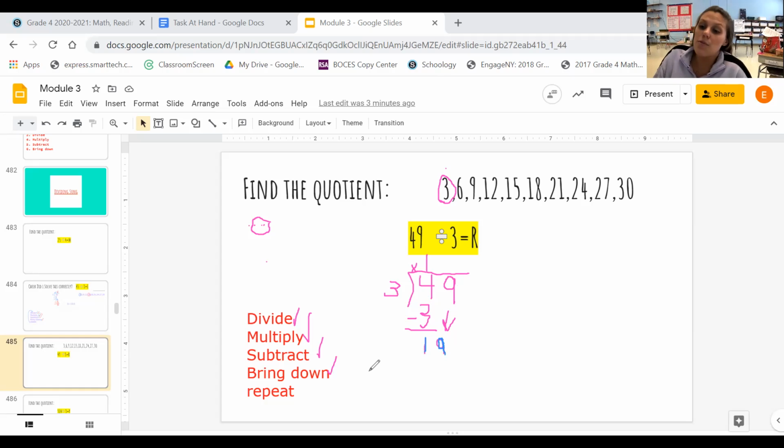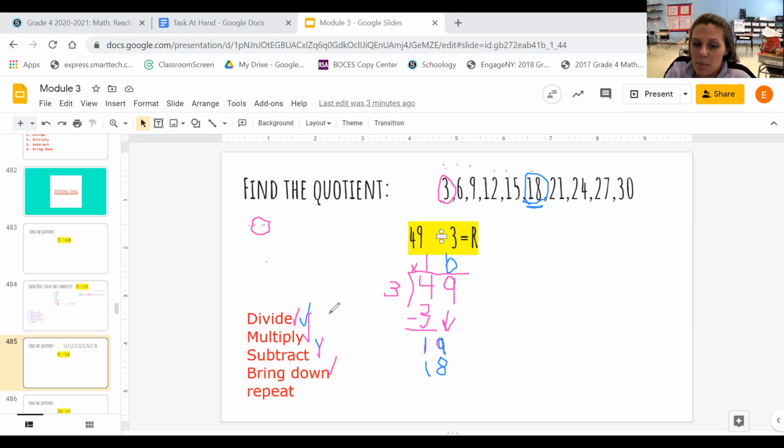So I want you to imagine we have 19 cookies. Can we take groups of 3 out of the number 19? So over here, we're looking for 19, or getting as close as we can without going over. So I see the closest I can get is 18, and it's groups of 3. 1, 2, 3, 4, 5, 6 groups of 3. So above that 9, I put my 6. That's me dividing. Next, I multiply. So I'm multiplying this 6 times 3, which you guys already told me was 18.